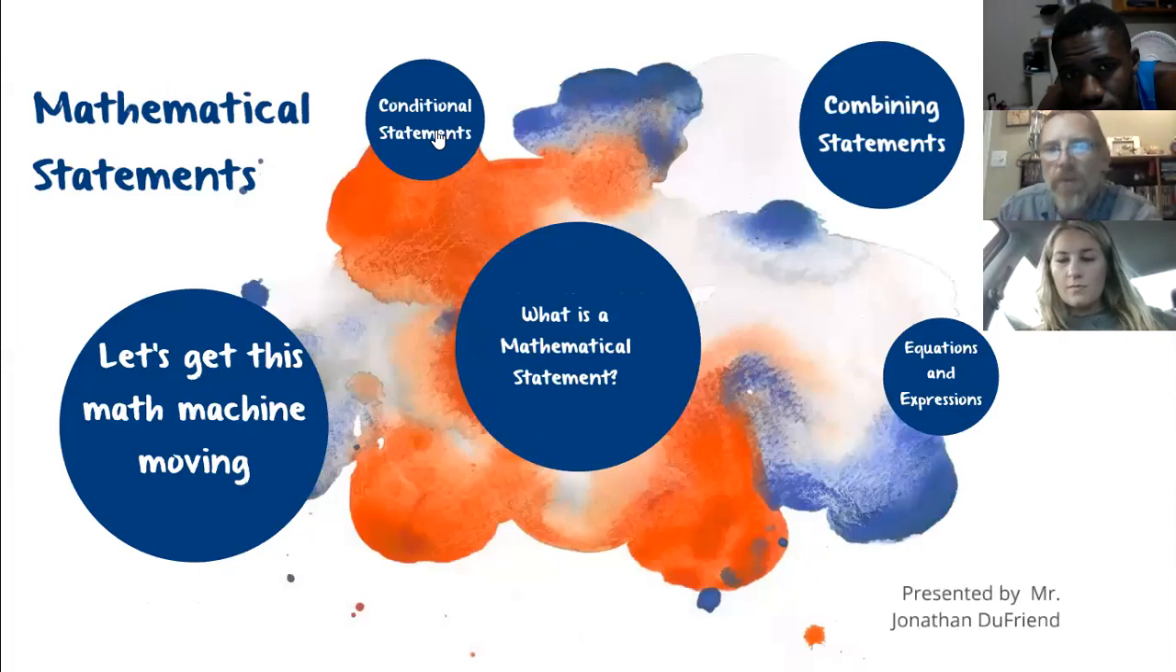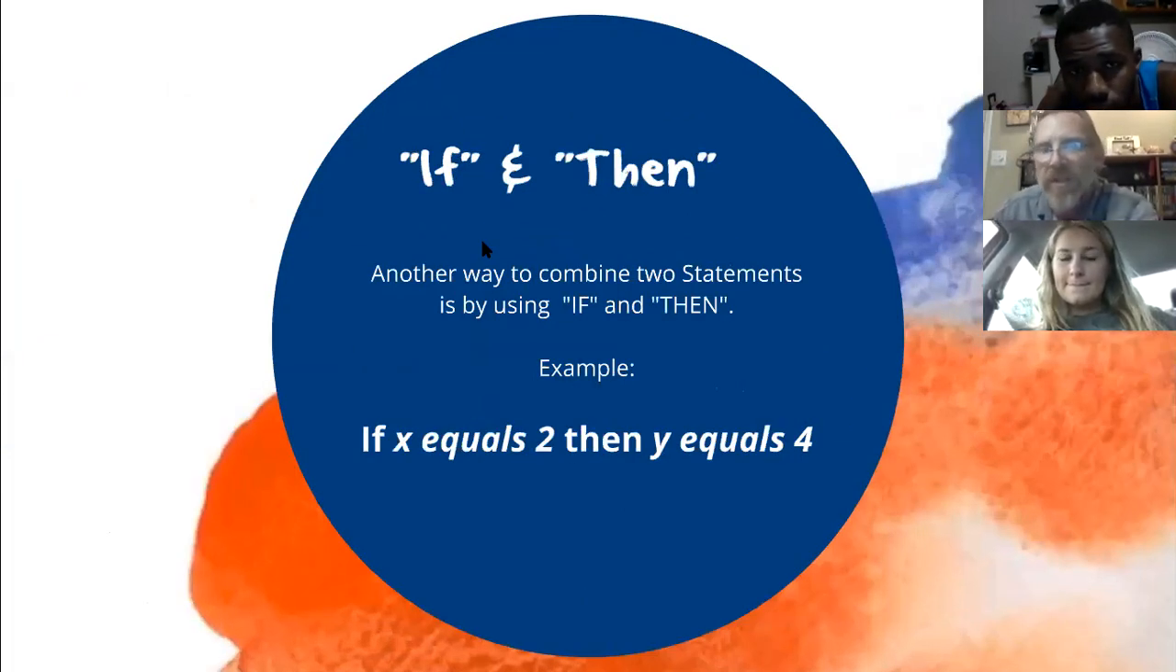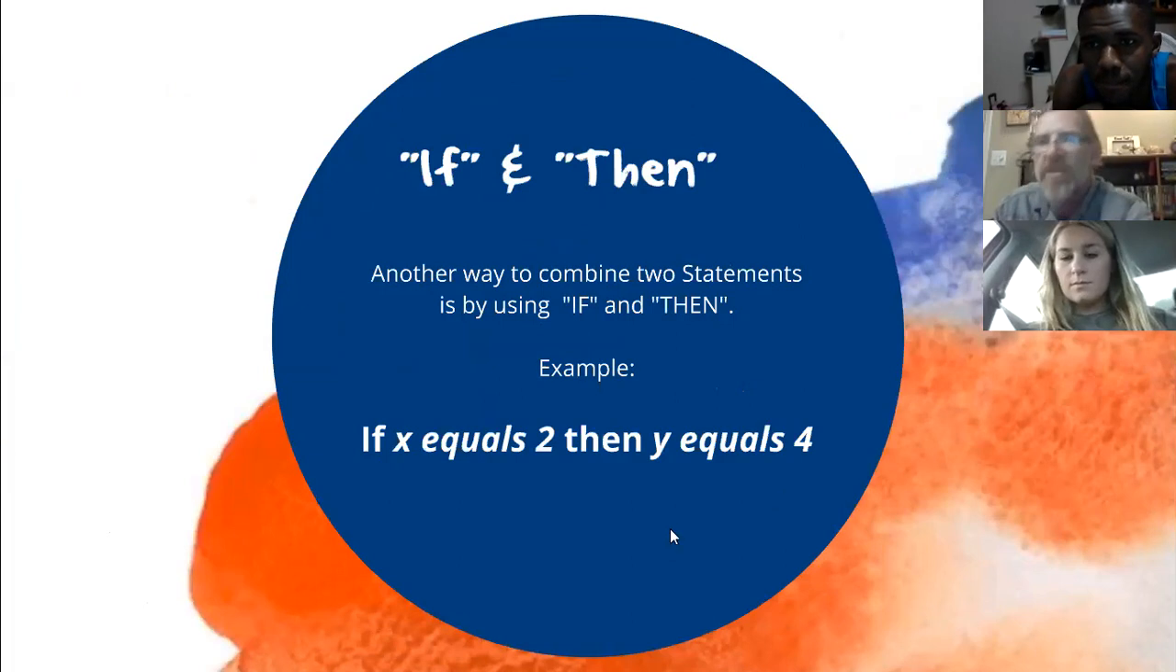Then we have what we call conditional statements. Conditional statements are statements that include the words if and then. An example I have down here: if x equals 2, then y equals 4. That's one way of stating it, or one of the operations we may be doing, but that is a mathematical statement right there. It's a conditional statement. This equals this, then this must equal that. Does that make sense? Is everybody following so far? Yes, sir. Okay.